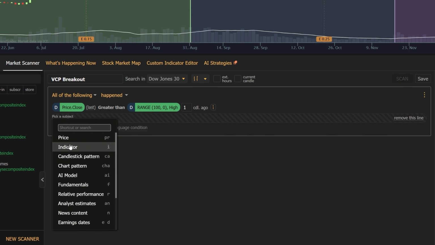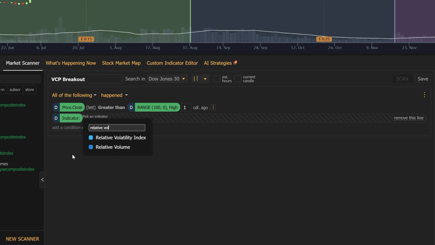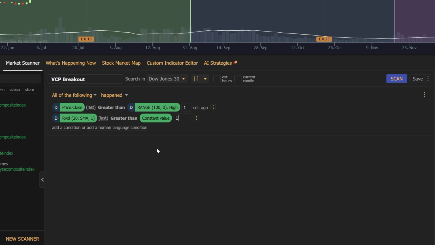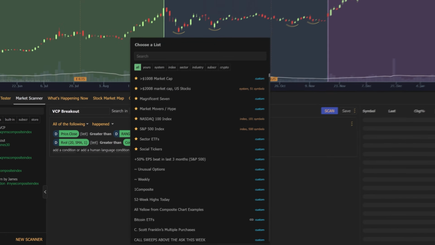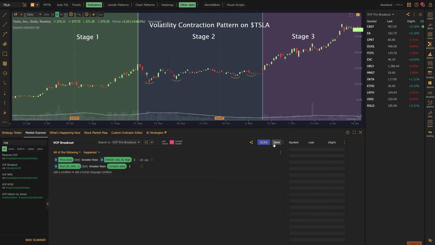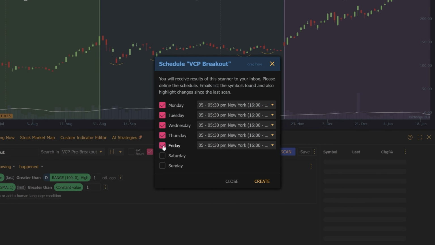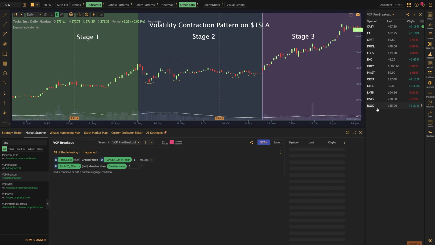Then add a condition where the 20-day relative volume is greater than its average, which is represented in this case by a constant value of 1. Then just check the current candle box, click Save, and set it to scan in your new VCP pre-breakout watch list. So you can run this scanner manually, or you can click the 3 dots here and run it on a set schedule. Scheduling it will alert you with confirmed breakouts delivered straight to your inbox.